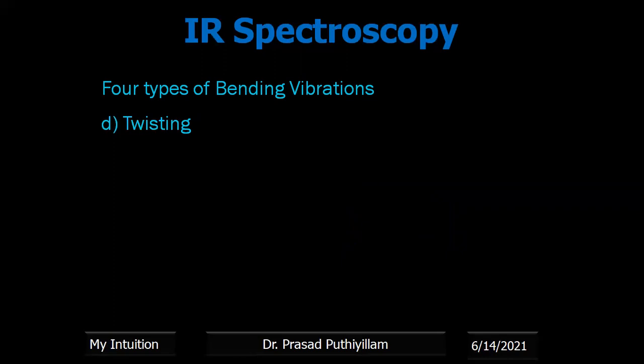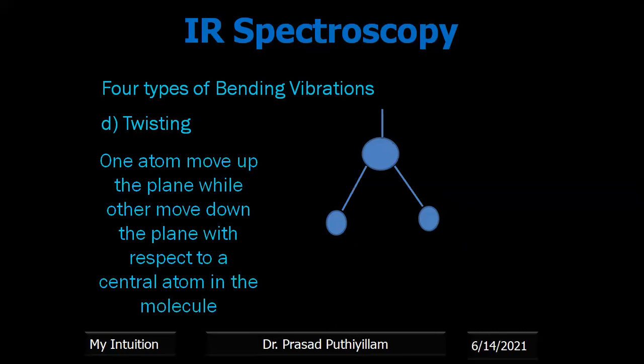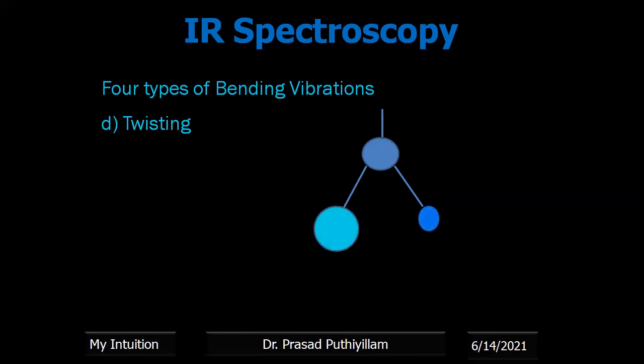The last one is twisting. In twisting, one atom moves up the plane while the other goes down the plane with respect to the central atom. It's difficult to show in two dimensions. You can see one atom, say the brighter one, came near towards us, while the other moved away from the plane. This one is in the plane and this one has gone just behind that plane, and this one came near to us.